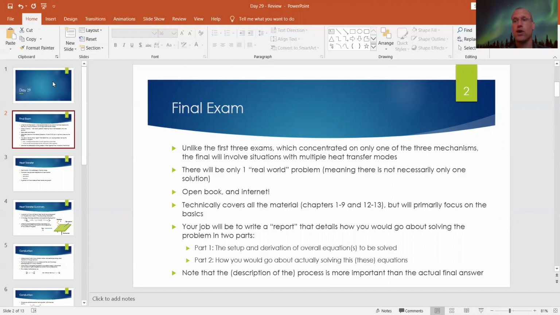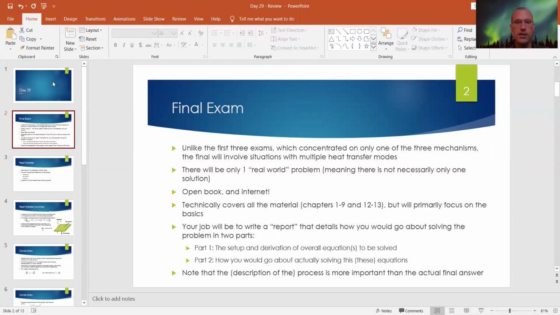And so it's more about you describing "this is what I'm doing," as opposed to actually getting an answer. It's not like I'm going to have an answer of, oh, the answer is 5,000 watts. There are different ways you can approach this, different assumptions you can make, different ways you can calculate things. I just want to see which way you would do it.